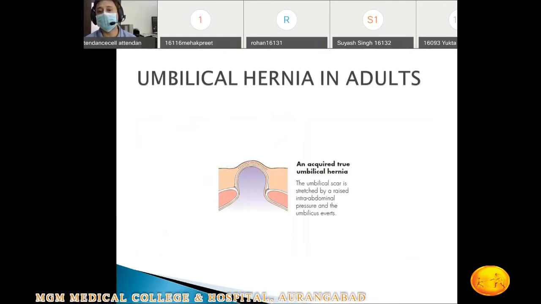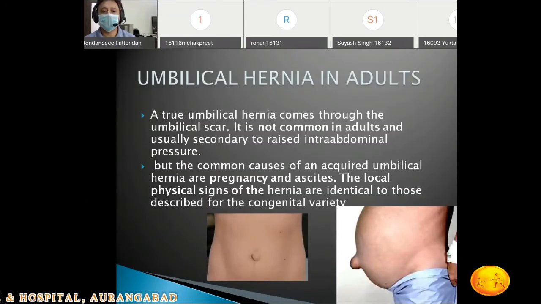Coming to umbilical hernia in adults, this is an acquired true umbilical hernia. The umbilical scar is stretched by raised intra-abdominal pressure and the umbilicus everts. This is how it looks. A true umbilical hernia comes through the umbilical scar. It is not common in adults and is usually secondary to raised intra-abdominal pressure. The common causes of an acquired umbilical hernia are pregnancy and ascites. The local physical signs of the hernia are identical to those described for the congenital variety.